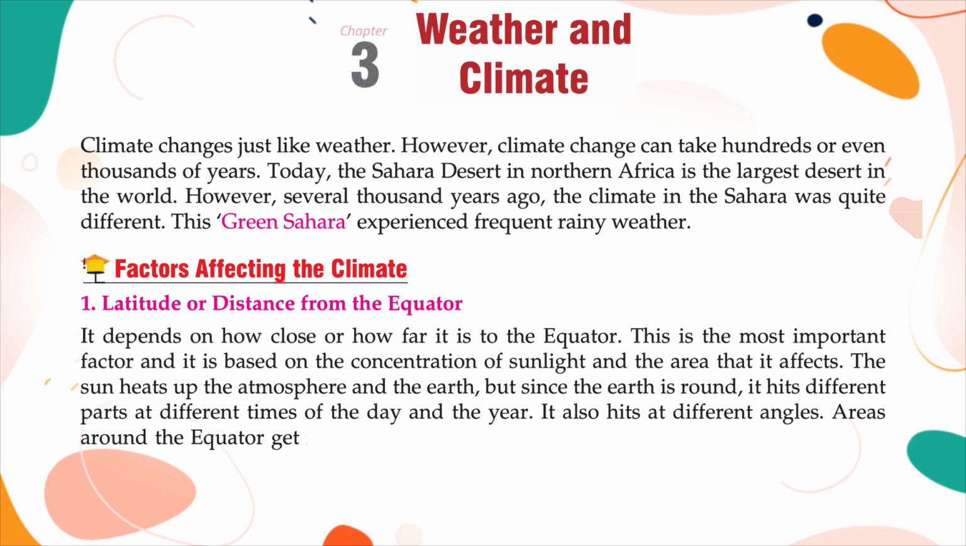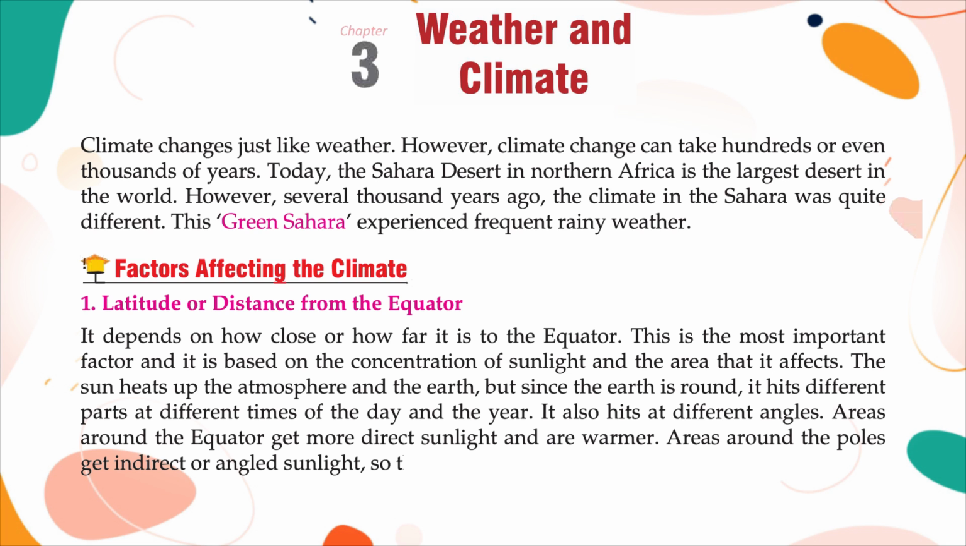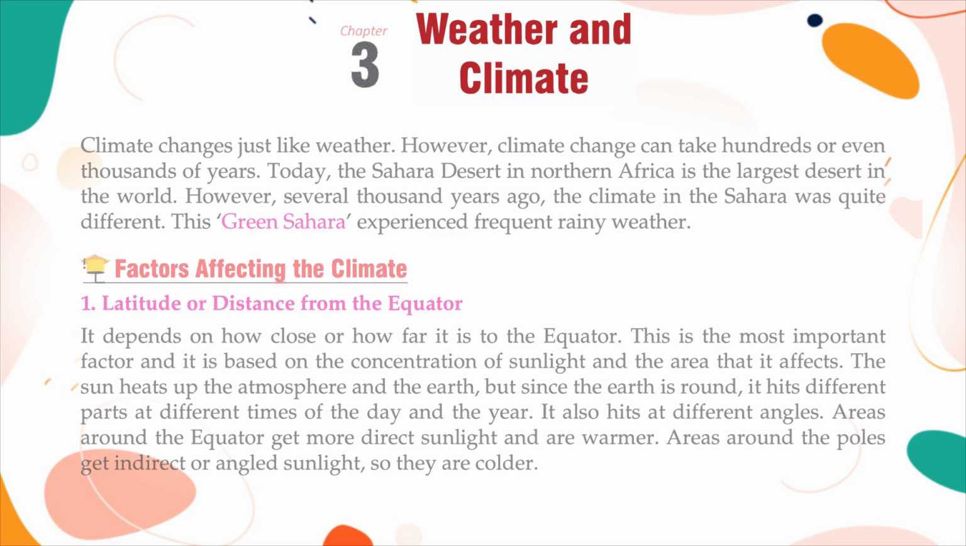Areas around the equator get more direct sunlight and are warmer. Areas around the poles get indirect or angled sunlight, so they are colder.